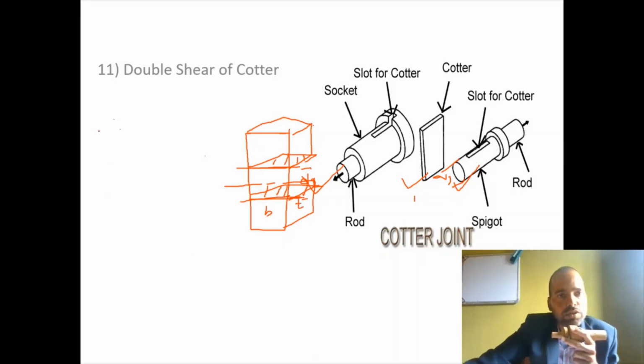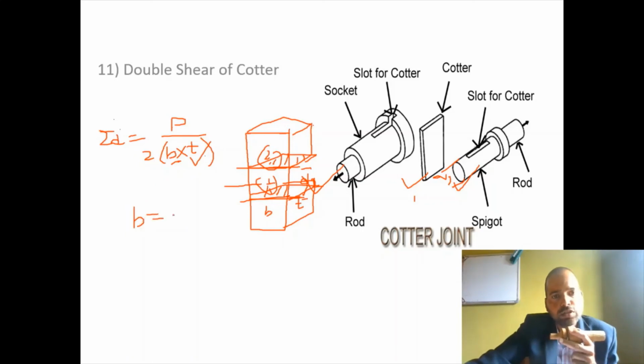So what is the equation of the shear? Tau is equal to, again, this is called double shear. It happens because of applied force, and hence B into t is one shear, and again B into t is the second shear. This is the example of double shear. From this equation, t was known to us, and the only unknown parameter was the width of the Cotter. So from this equation we will get the width of the Cotter, right?